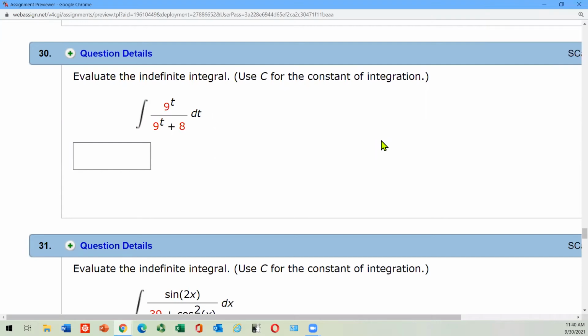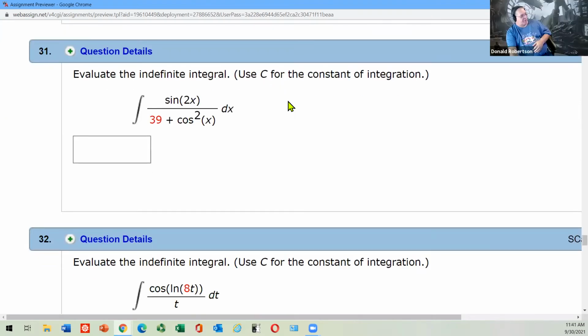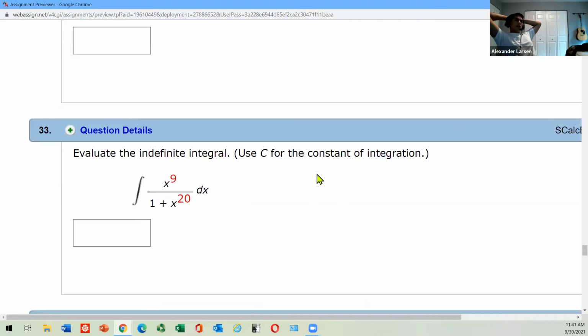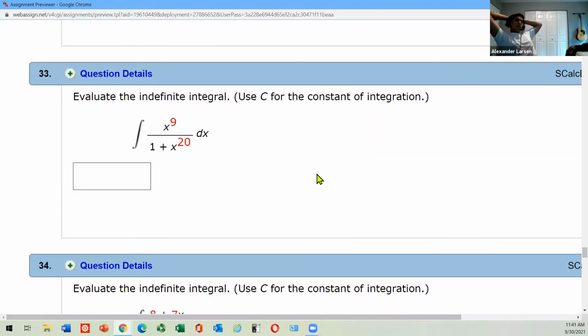Nine to the t plus 8. Yep. I'm skipping 31. It's a trig one. 32 I'm keeping, but it's downright ugly. Who is the u sub in 32? Natural log of 18. Yep. 33 is a trick question, so I'm going to write that guy down.